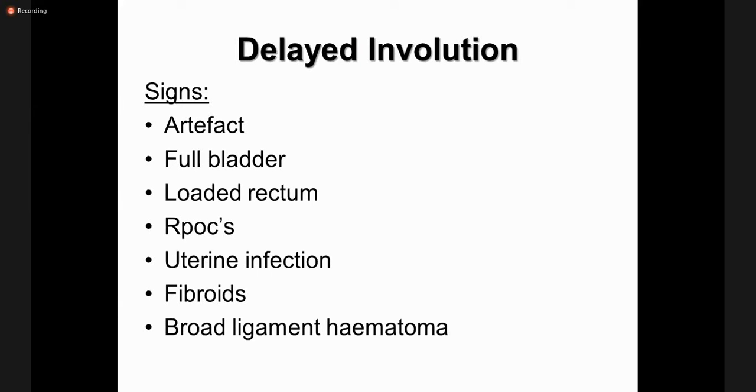And broad ligament hematoma, where the patient has bleeding in the broad ligament and it enlarges inside, causing delayed involution of the uterus. Okay, other is postpartum hemorrhage. We will be doing obstetric hemorrhage in our SBL class.